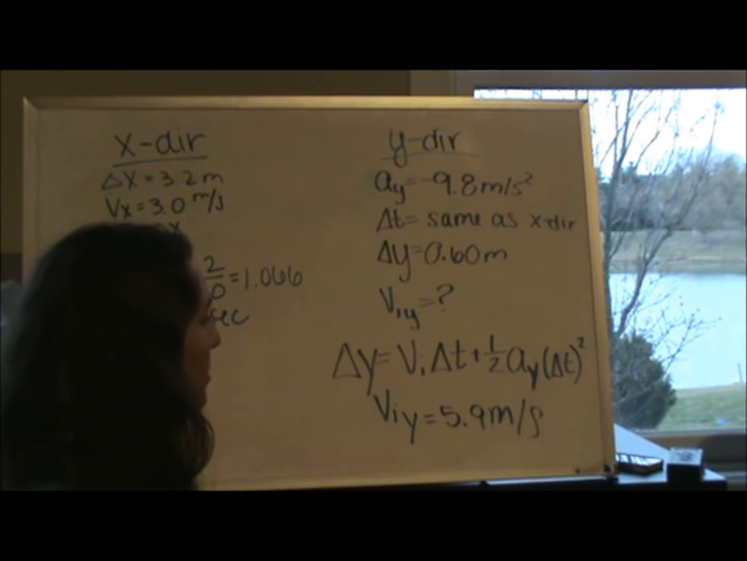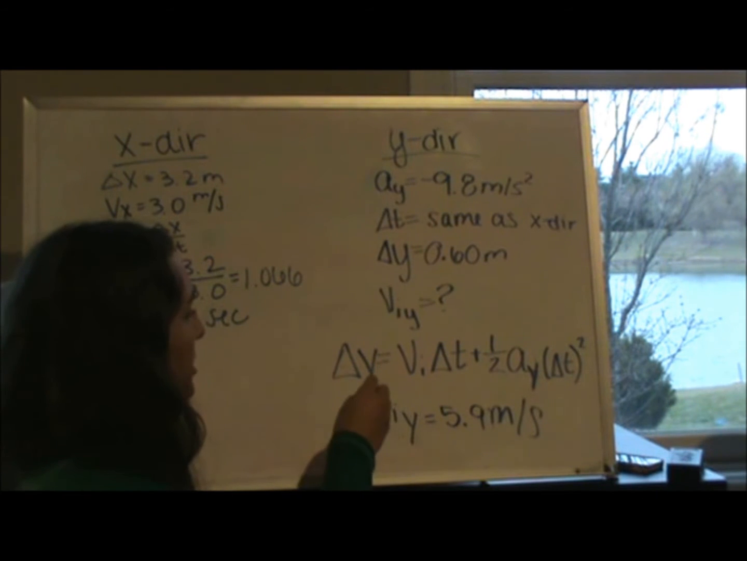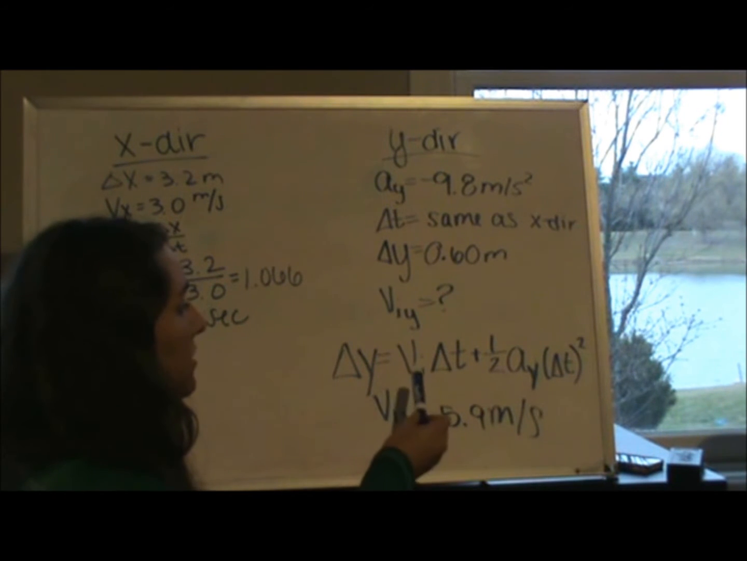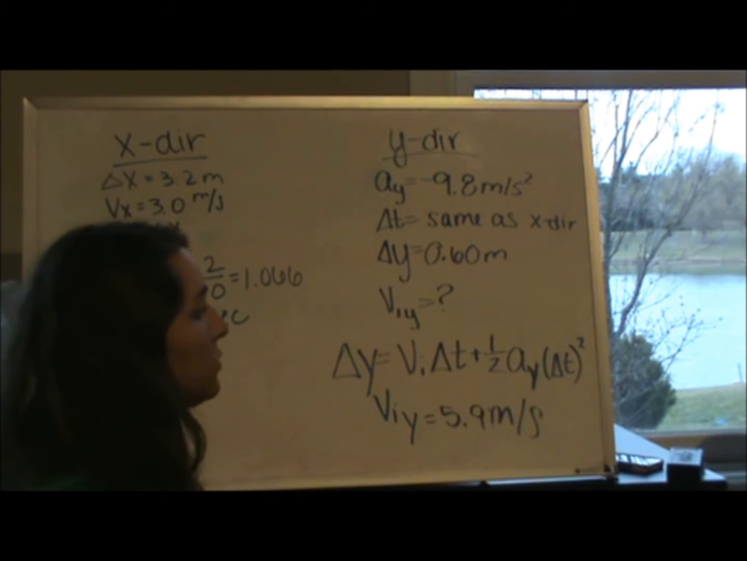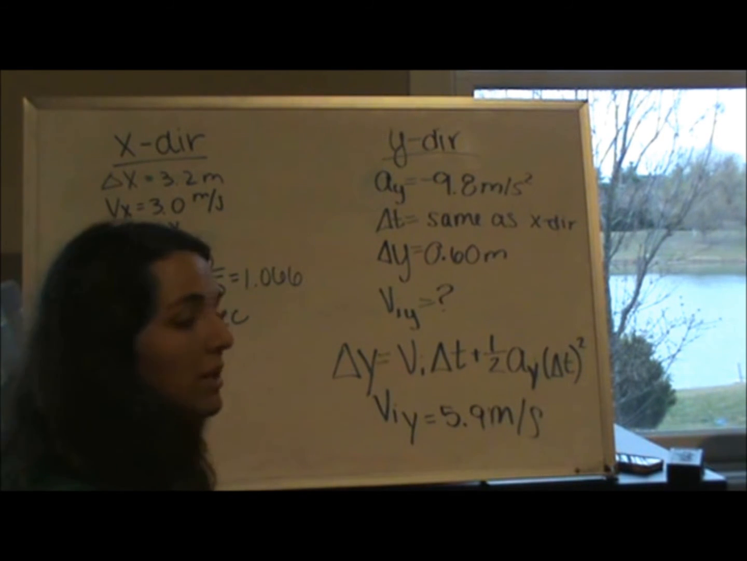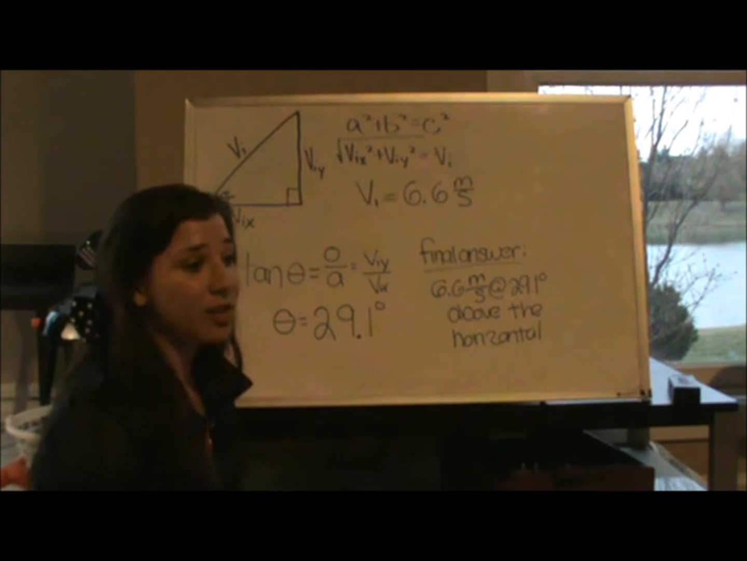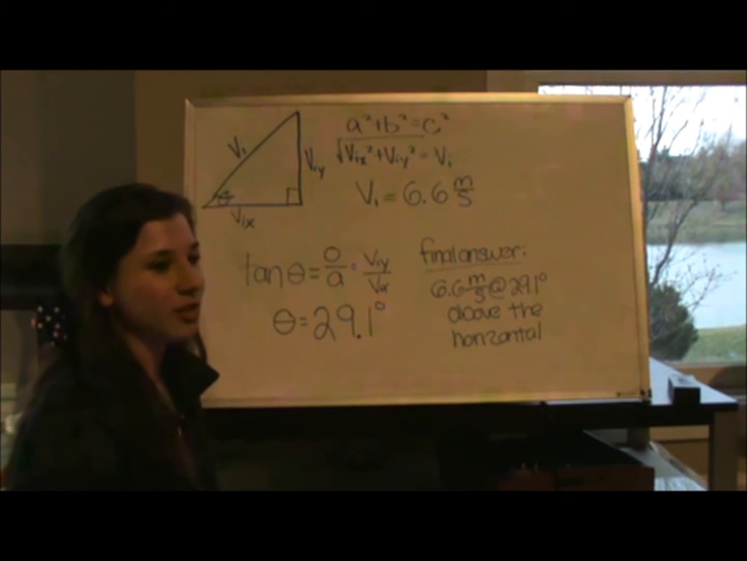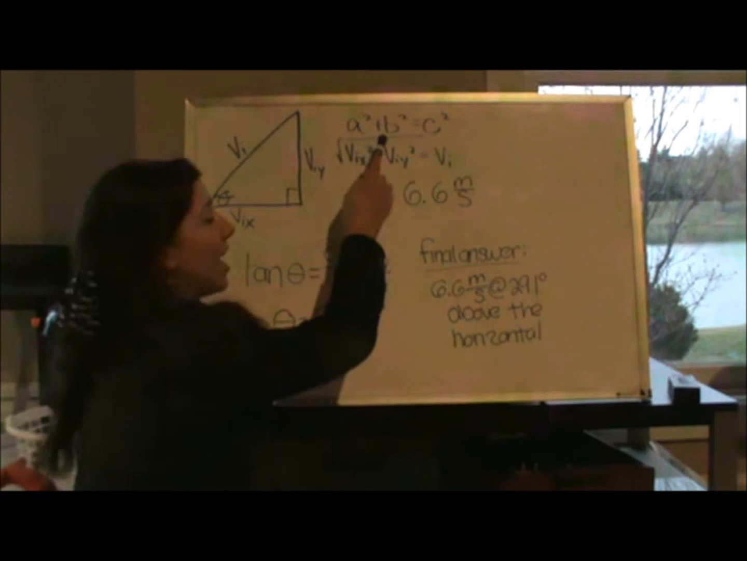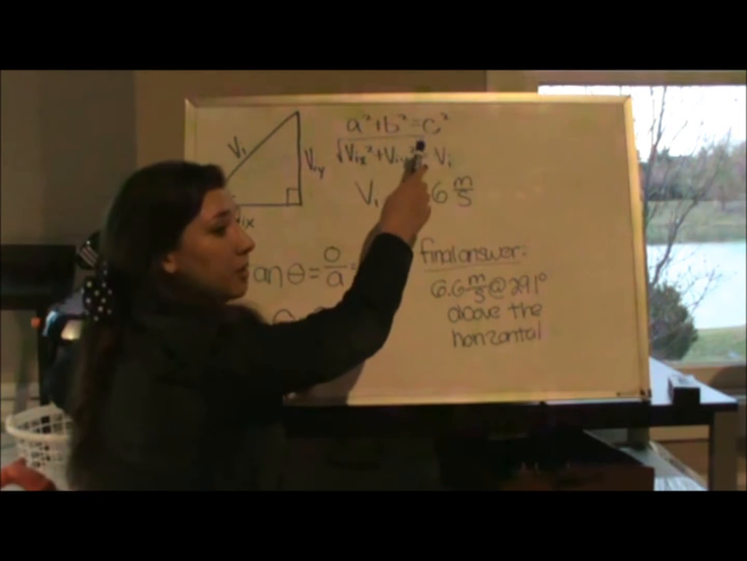So you can use the UAM equation: the change in position in the y direction is equal to the velocity initial in the y direction times the change in time plus 1/2 the acceleration in the y direction times the change in time squared, which comes out to be that your velocity initial in the y direction is 5.9 meters per second. And now we're solving for the total initial velocity using the Pythagorean theorem, which is a squared plus b squared equals c squared.